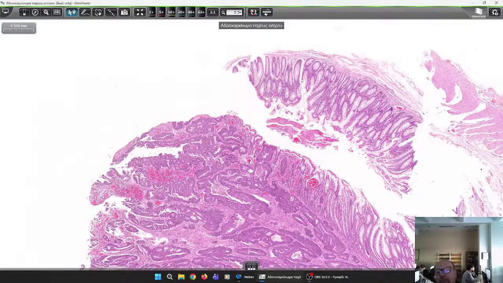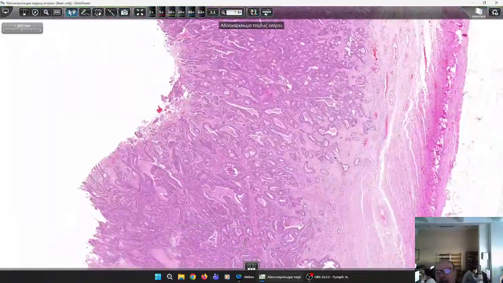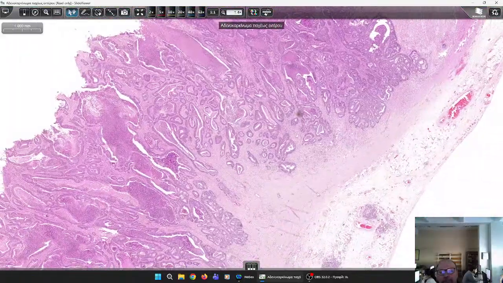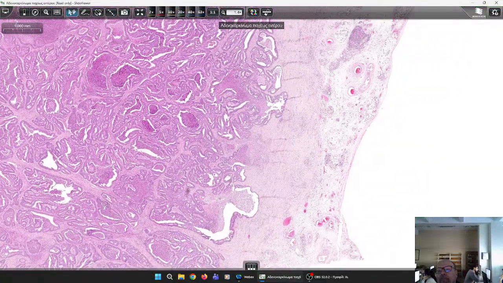Adenocarcinoma. You see, it starts from the mucosa and goes down, it passes the muscularis mucosae and invades into the submucosa and into the muscular layer. Here the subserosa, and the serosa, this is the serosa, this is the subserosa, is free.